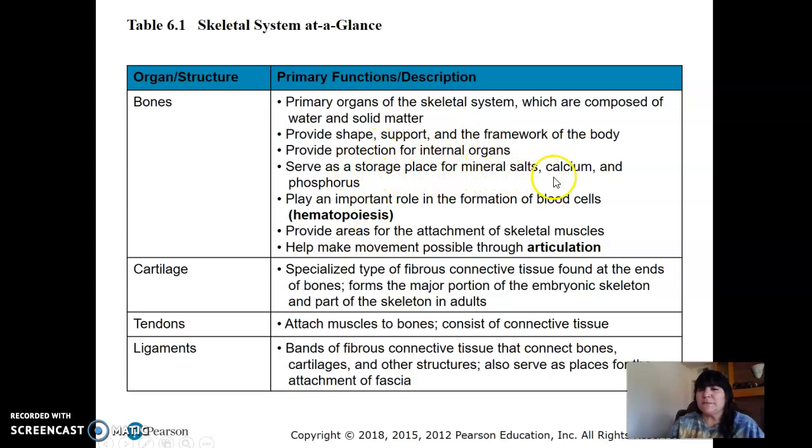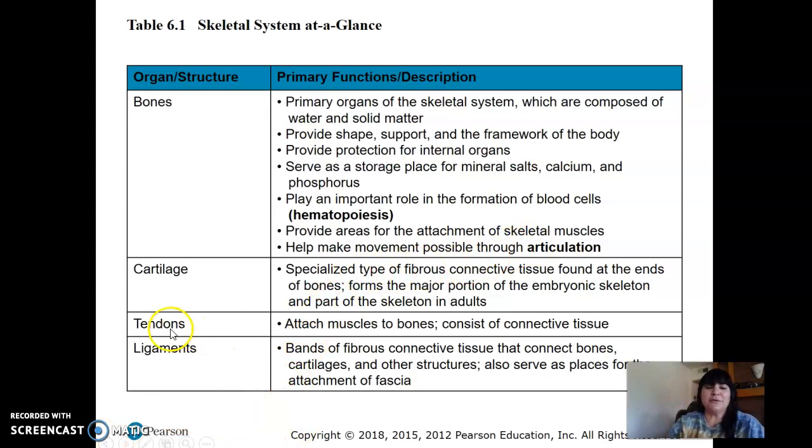Storage space for minerals. You hear about calcium and phosphorus, right? Like eat your calcium, it's good for your bones. Well, your bones will store that. An important role in hematopoiesis. Now you're like, what are they talking about? They're talking about blood, right? Blood cell formation. So you have stem cells in your bones, and they're stem cells to make blood cells. Attachment for skeletal muscle, help with movement, with articulation. Articulation, we're talking about the joints where bones meet. So, between your humerus and your radius and ulna, there's the joint, your elbow joint, and that's for movement.